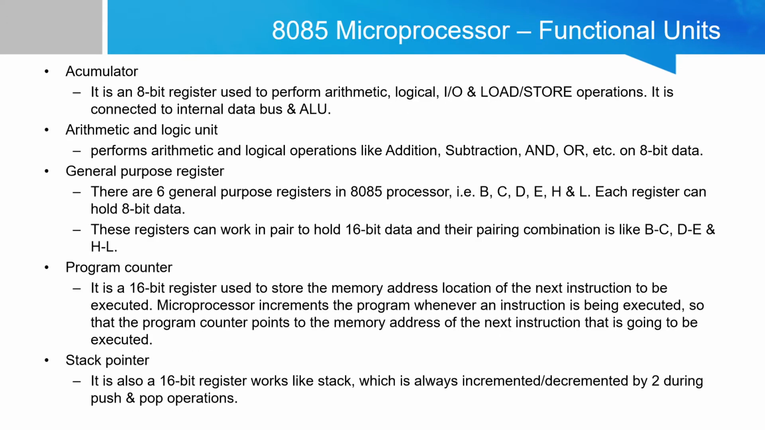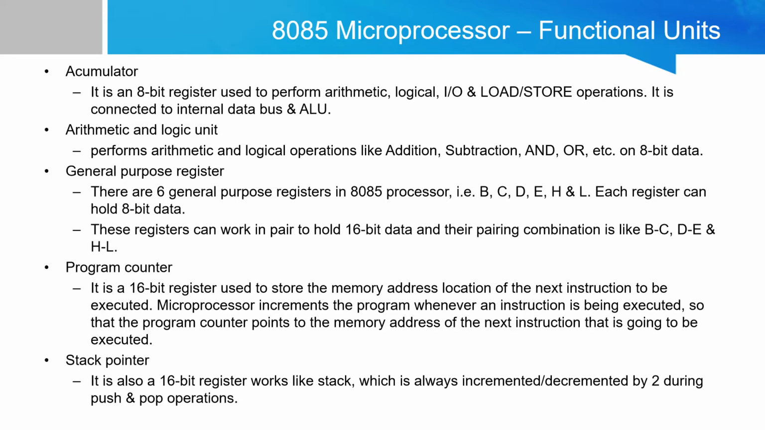Next, I will explain the functional units of this microprocessor. It has several functional units, such as the accumulator. It is an 8-bit register used to perform arithmetic, logical, input-output, and load and store operations. It is connected to the internal data bus and the ALU. ALU is the arithmetic and logic unit. It performs arithmetic and logical operations like addition, subtraction, AND, OR and others on 8-bit data.